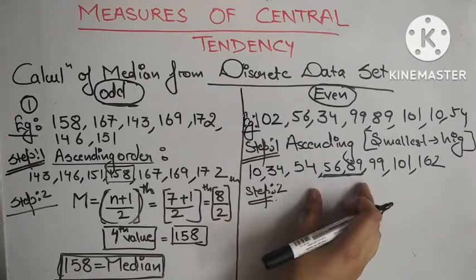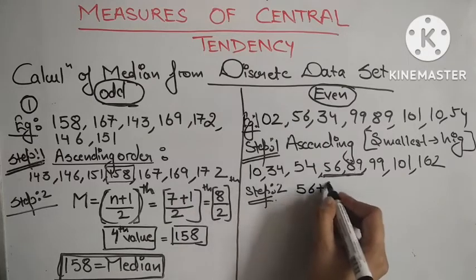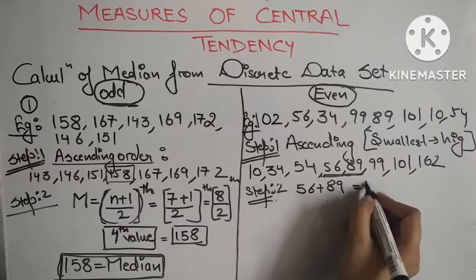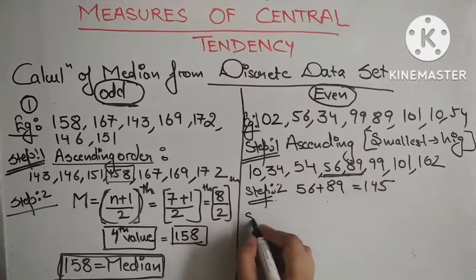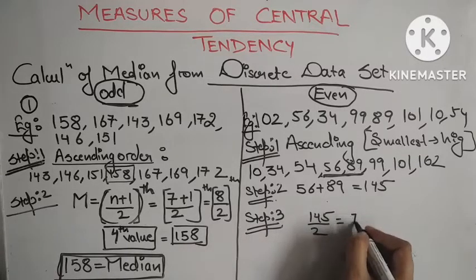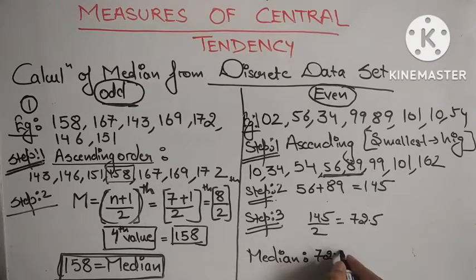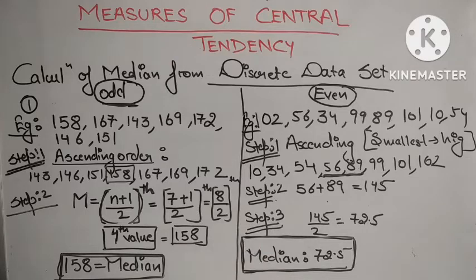So finding the two numbers in the middle, you will add these two middle numbers, 56 plus 89, which is 145, and then you will divide it by 2. So your answer will come out as 72.5. So the median for this particular set of numbers is 72.5. Okay, let me just repeat how I have calculated the median.